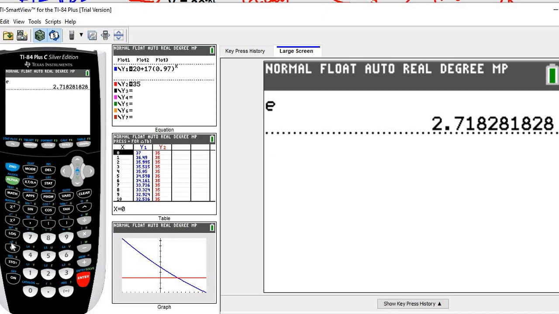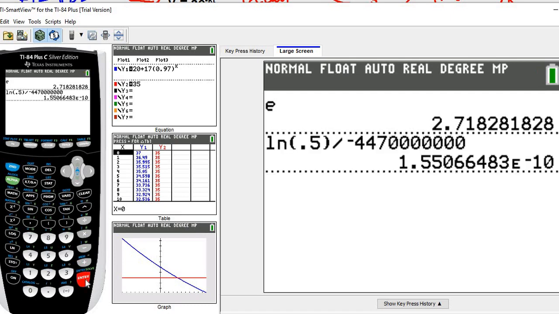So we want to do the natural log, ln of 0.5, and then we had to divide that by negative 4.47 billion. So negative 4 billion, you've got to be careful with the zeros here, 470 million, 3 more zeros for the thousands, and then 3 more zeros for the last places. So we get this right here. So that's e to the negative 10, which means times 10 to the negative 10.